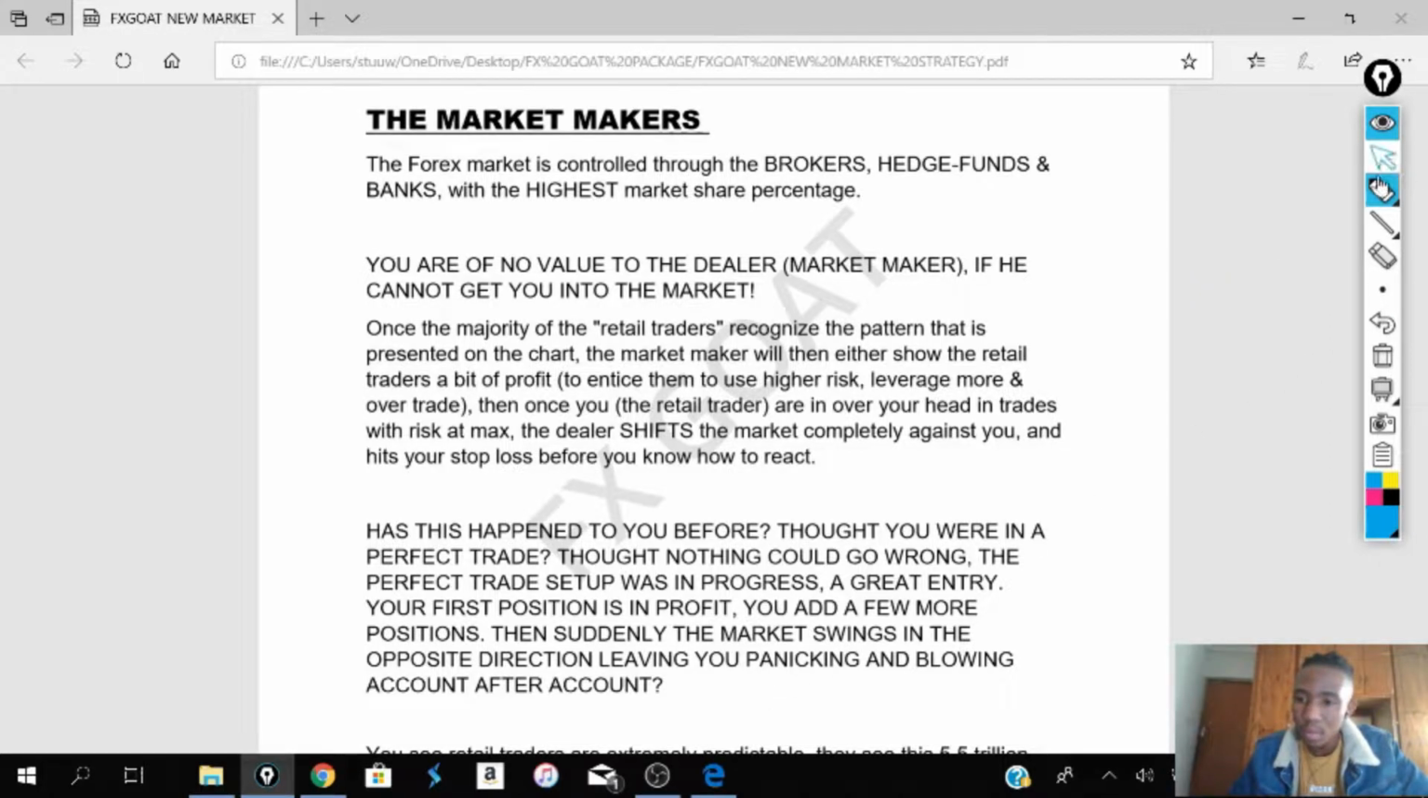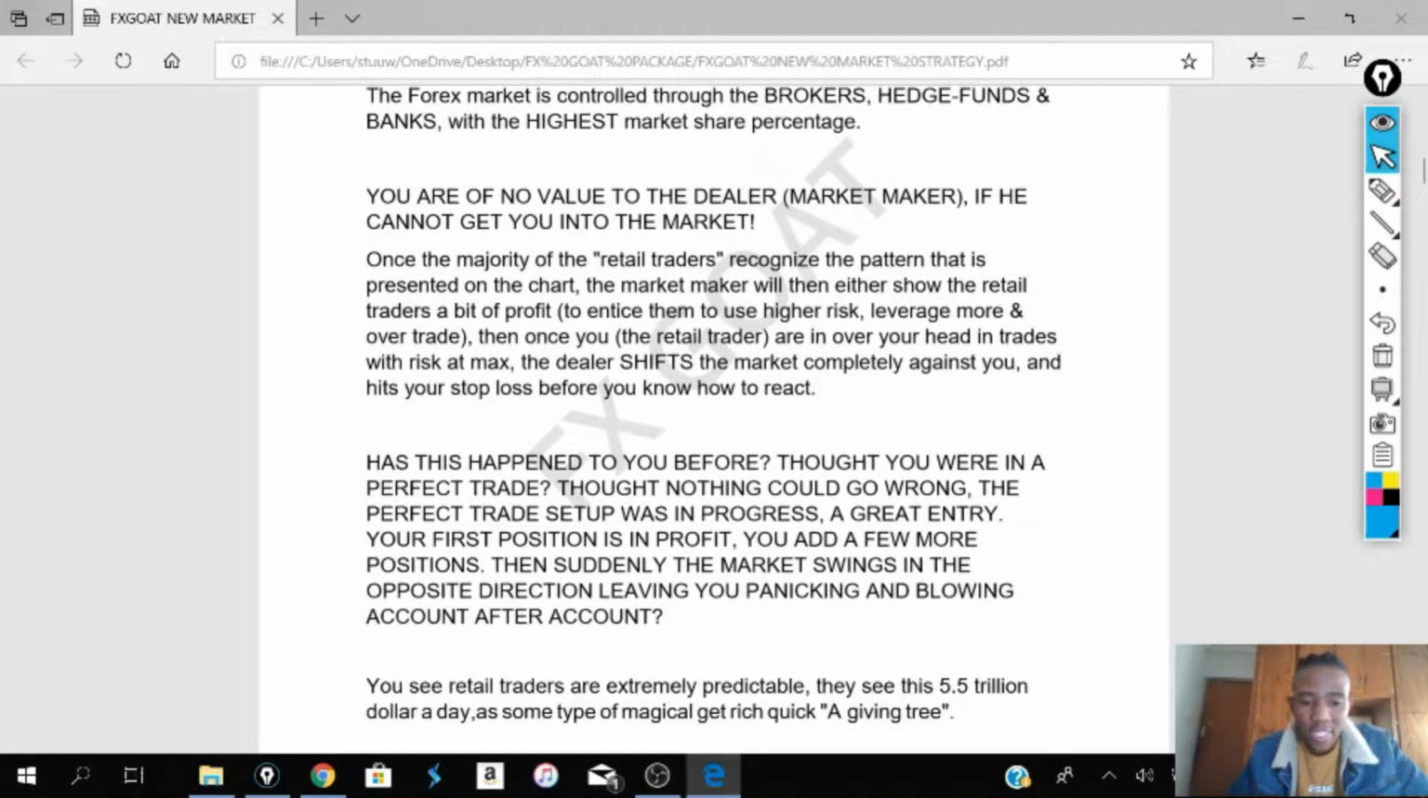What you see here is that the retail traders are extremely predictable because they see this 5.5 trillion a day as some type of magical get-rich-quick, a giant tree, and that's where the market makers exploit you. They see that you always want to risk big. You always come to forex trading as if it owes you money. But as you can see right here, this 5.5 trillion is a giant tree. But how do you cut down a big tree? You don't cut down a big tree by just one swing. No, you cut down a big tree by hitting the same part over and over again consistently until it breaks. Hence, I'm teaching my people to use proper risk management and win consistently. So, overall, you're going to drop the big tree.